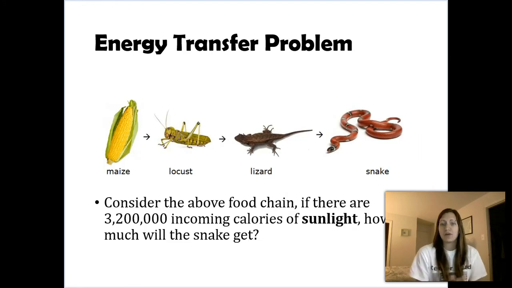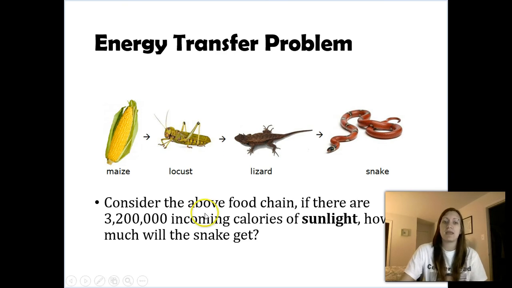So I'm going to give you guys a word problem. This is a typical word problem you could see on the review quiz, you could see on a test, even the lab quiz, because in lab we'll be covering this material as well. So here's the problem. Consider the above food chain.